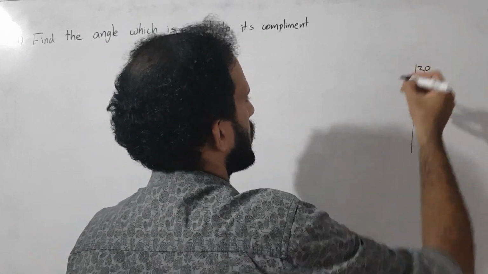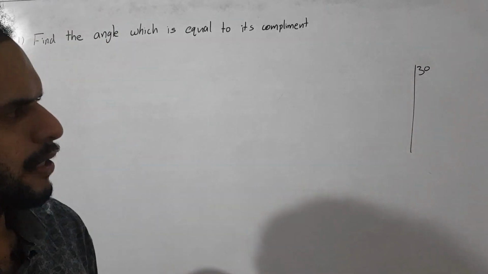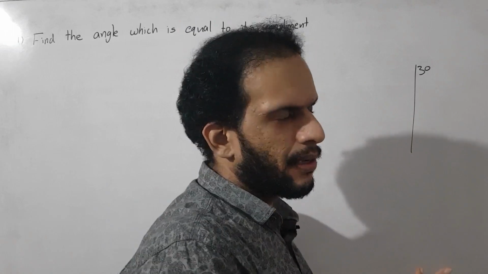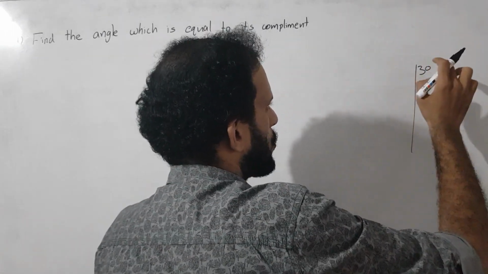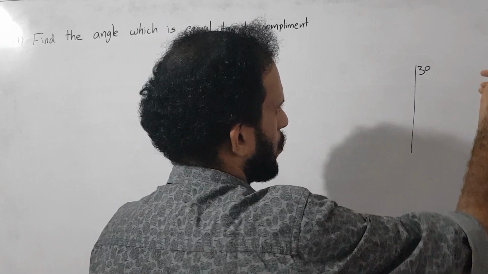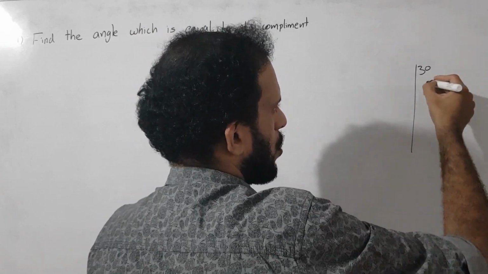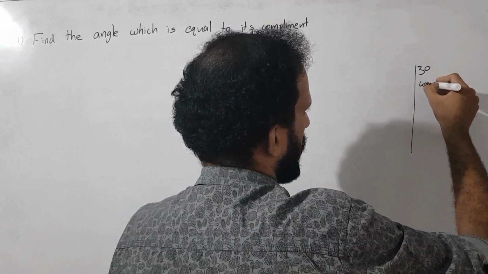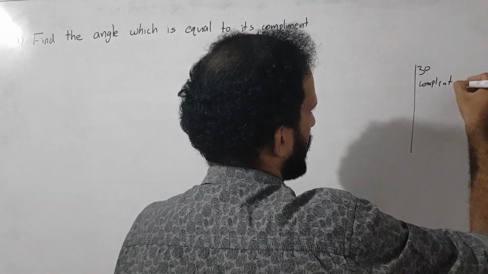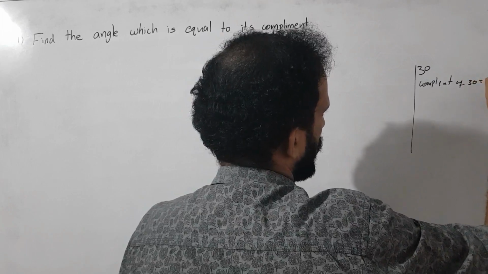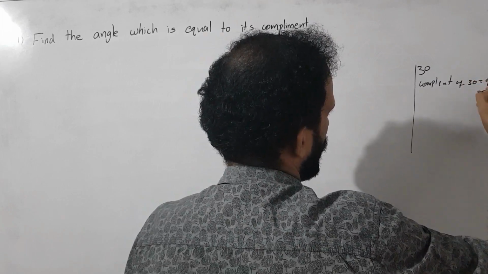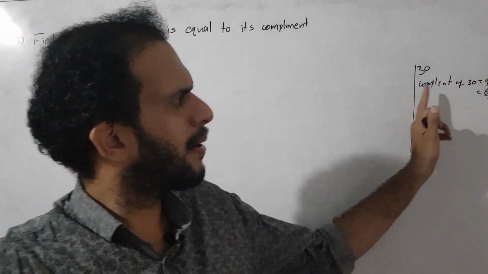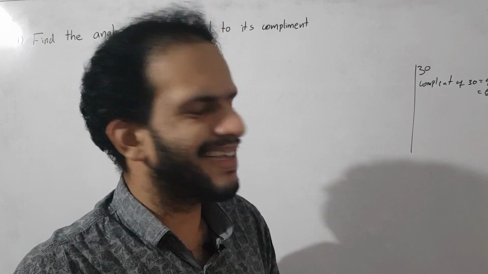The complement of 30, how to find? We know that if we add this angle and its complement, we get 90 degrees. So the complement of 30 is equal to 90 minus 30, which is equal to 60 degrees. We already did this type of question.